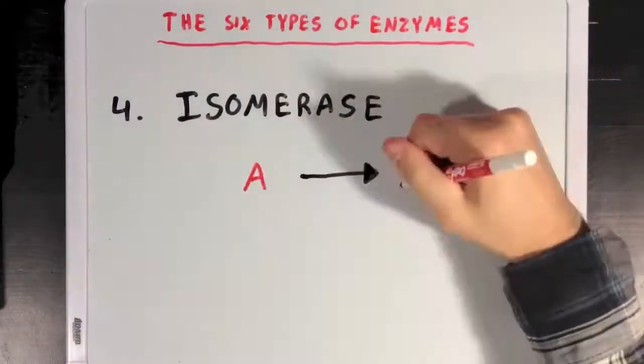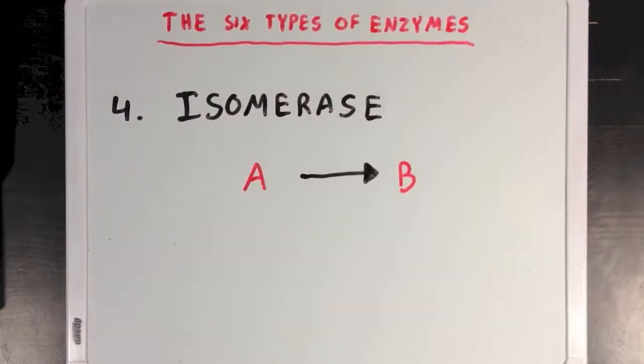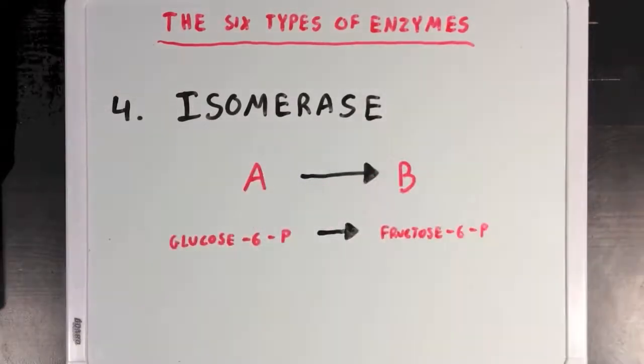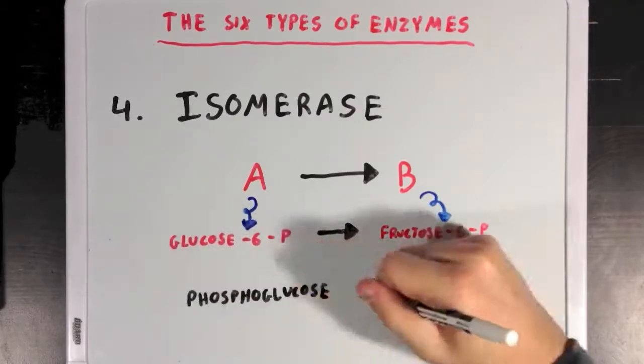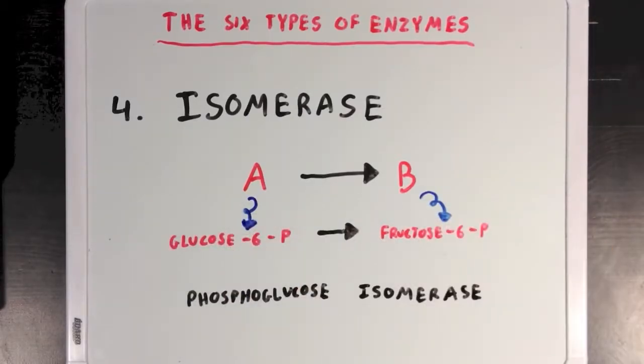Next, we have the isomerase group. Enzymes in this group are typically involved in reactions where a molecule like molecule A is being converted to one of its isomers. An example of this type of reaction is the conversion of glucose 6-phosphate to fructose 6-phosphate, which is one of the steps of glycolysis that you may remember. This reaction is catalyzed by an enzyme called phosphoglucose isomerase, which is appropriately named since it creates isomers of glucose molecules that are phosphorylated.